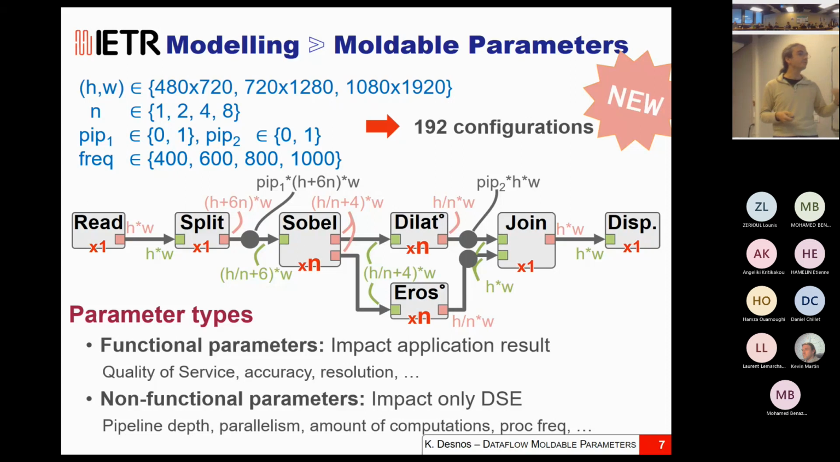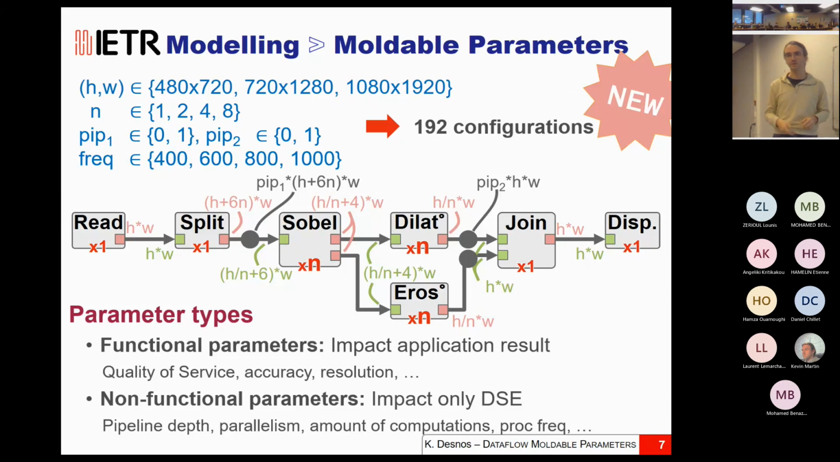I also have some non-functional parameters. So here, for example, the number of stages of the pipeline, or the clock frequency, or the degree of parallelism, they change the topology of my application, they change its characteristics, but they do not have any impact on the result of the application itself. So they are non-functional parameters. They will only impact the design space exploration.